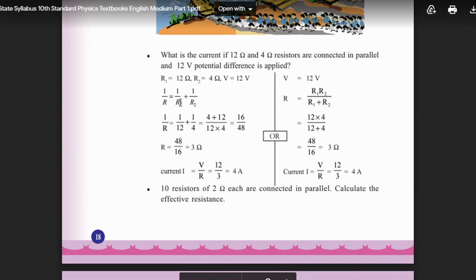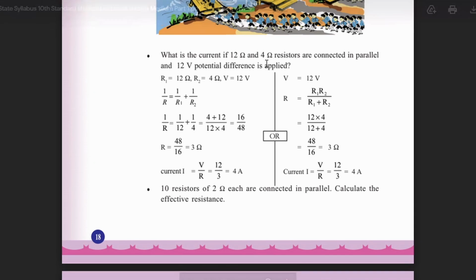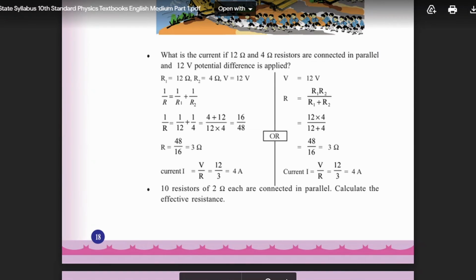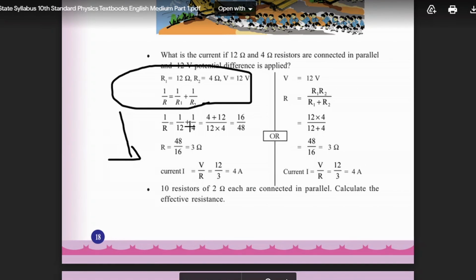Then now we have to calculate for the parallel connection. If we connect in parallel, just substitute into the formula and solve it. We have two types of solution. Directly we can use this formula or this formula, solve it and get the answer. Got it?